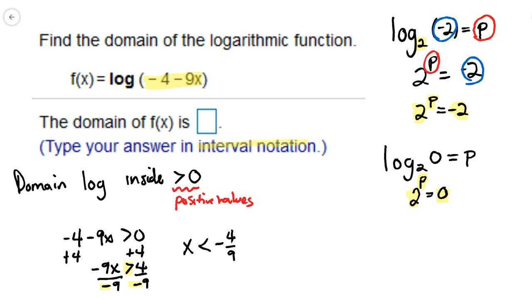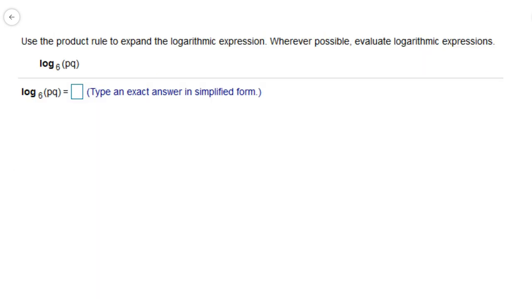We want to write our answer in interval notation. So think about this on the number line. You've got -4/9, which I'd mark with an open circle, and I'm going to shade the values that are less than that. So in interval notation, that shaded region would start at -infinity on the lower end. It would stop at -4/9 on the upper end, and I'm going to use a parenthesis to indicate that -4/9 is not included in the domain.